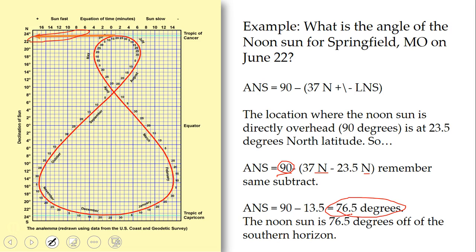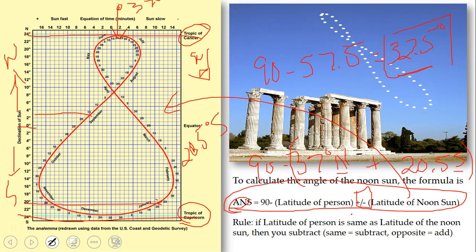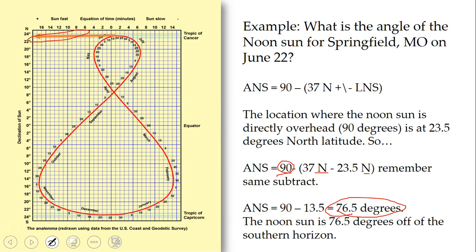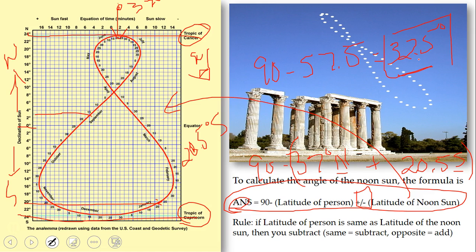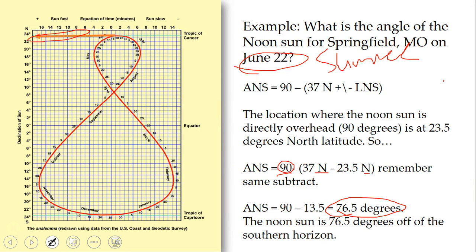Look at that. How did that 76.5 degrees compare to that? Well, it's higher in the sky. Look at the date. That's our summer. This is our winter. There you go. The sun angle proves it all. Okay? All right.